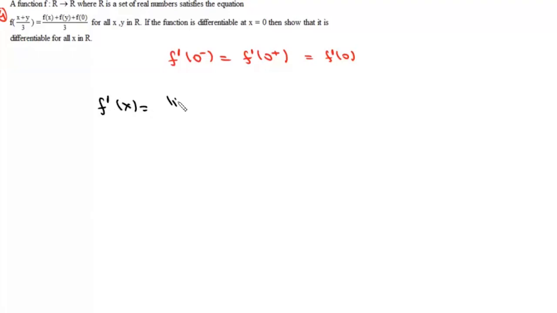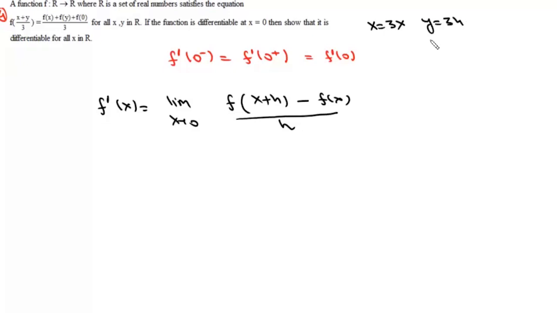Now f dash x will be this limit h tends to 0, and this is f(x plus h) minus f(x) upon h. Now in this equation, what we'll do is we'll take x as 3x and y as 3h. Then we can write f(x plus h) will be f(3x) plus f(3h) plus f(0) upon 3.